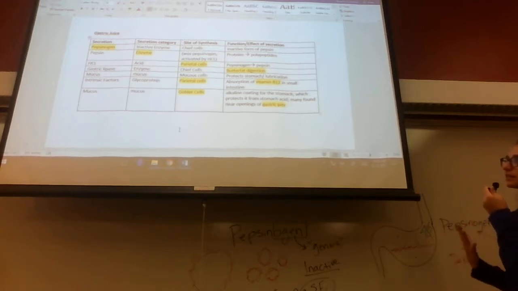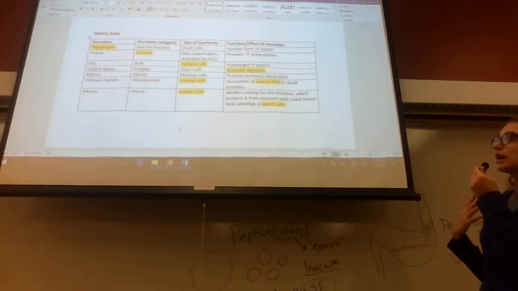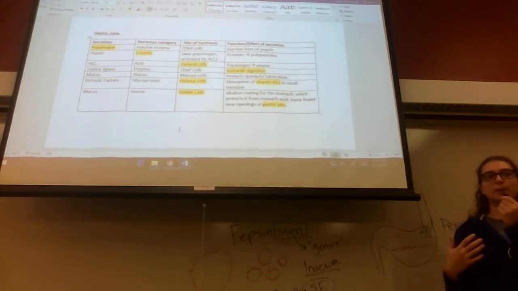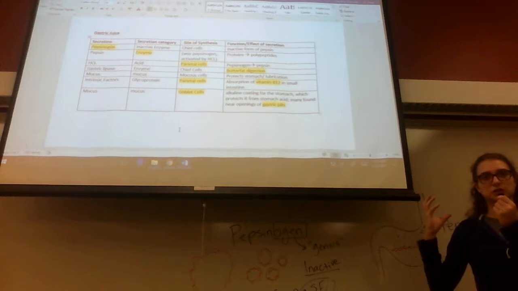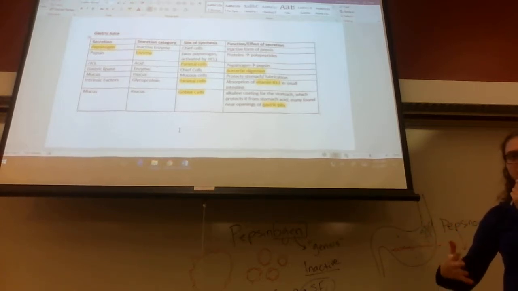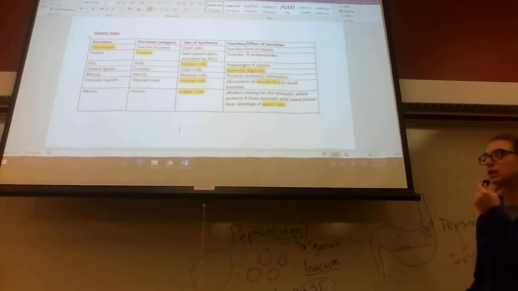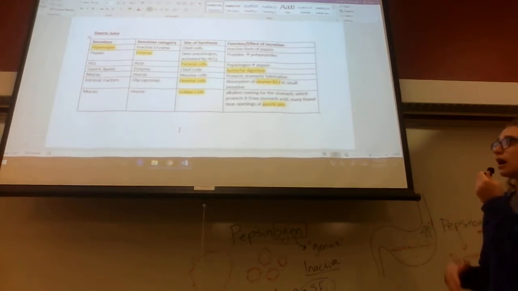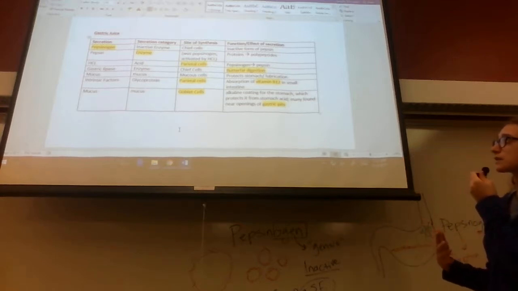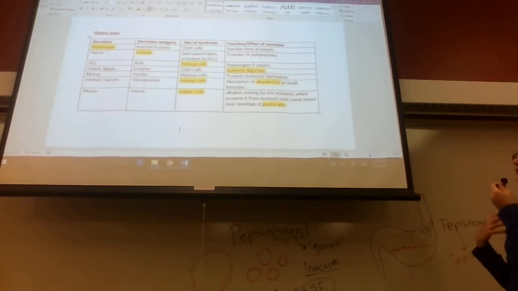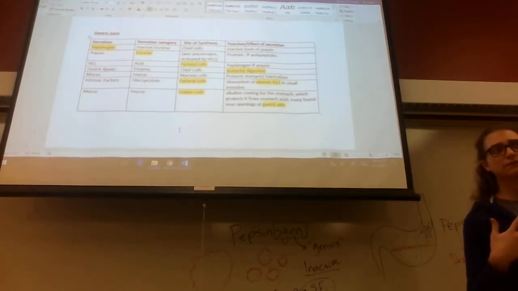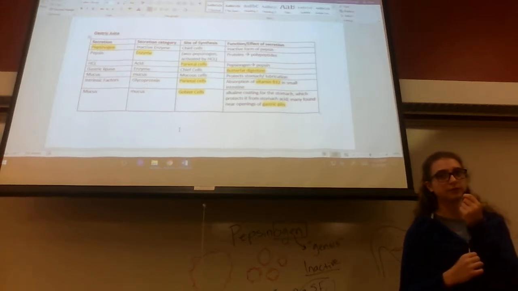The next secretion is intrinsic factor. Intrinsic factor is a glycoprotein. She probably won't ask you for glycoproteins, but this is just so it makes sense. It's not an enzyme and it's not an acid. It's something different, but it's just a substance. Intrinsic factor is secreted by parietal cells, and it helps with the absorption of vitamin B12 in the small intestines. So what is vitamin B12? Why is that important?